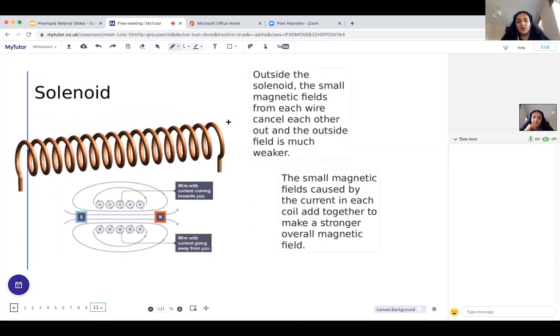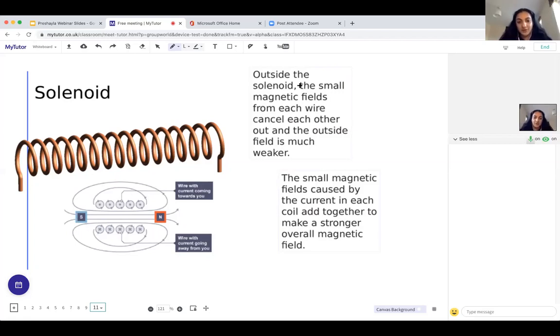Okay, so moving on to this thing called a solenoid. A solenoid is a coil of wire, okay, a coil of wire with constant kind of diameter of the coils. This is what the magnetic field lines look like.